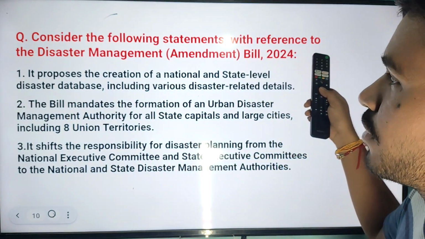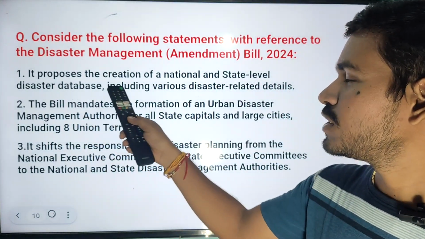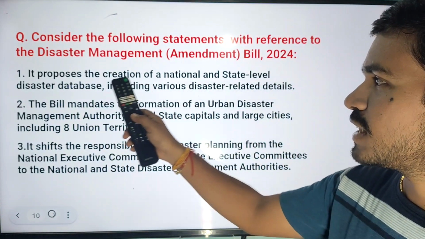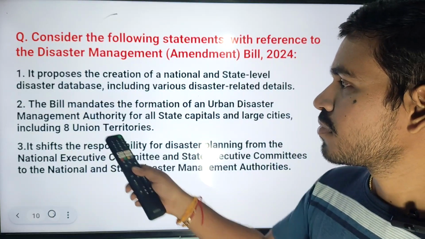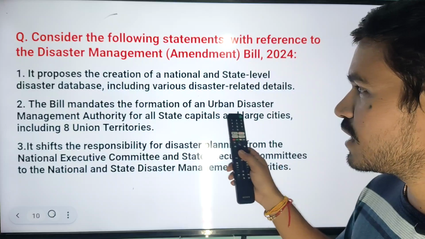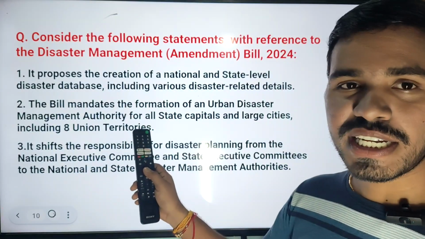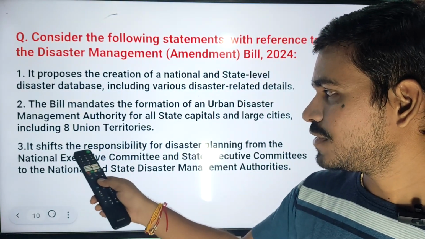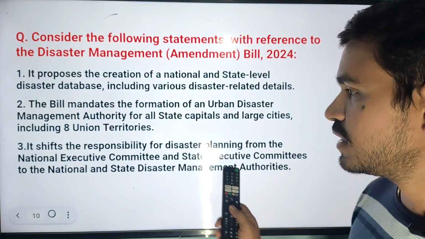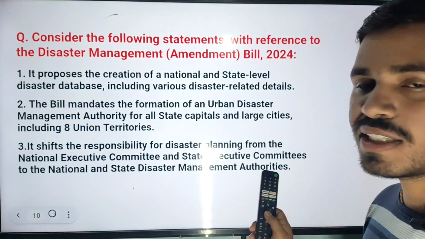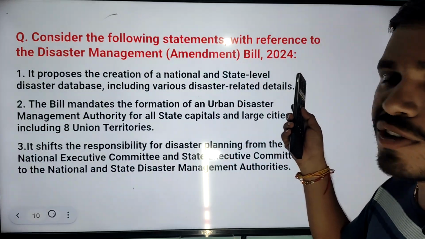Consider the following statements with reference to the Disaster Management Amendment Bill 2024. It proposes the creation of national and state level disaster database, including various disaster related details. Next one, the bill mandates the formation of an urban disaster management authority for all state capitals and large cities, including 8 union territories. Third one, it shifts the responsibility for disaster planning from the National Executive Committee and State Executive Committees to the National and State Disaster Management Authorities. So which of the following statements are correct regarding Disaster Management Amendment Bill 2024?